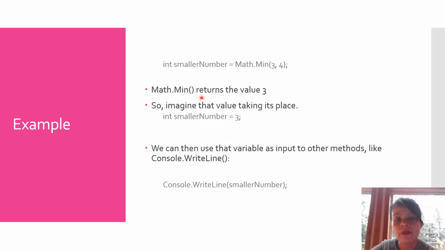Math.Min returns the value 3. So imagine that value taking its place here. There you go, 3. We can use that variable as an input to other methods like Console.WriteLine. So Console.WriteLine, and then print that smallerNumber, this variable.